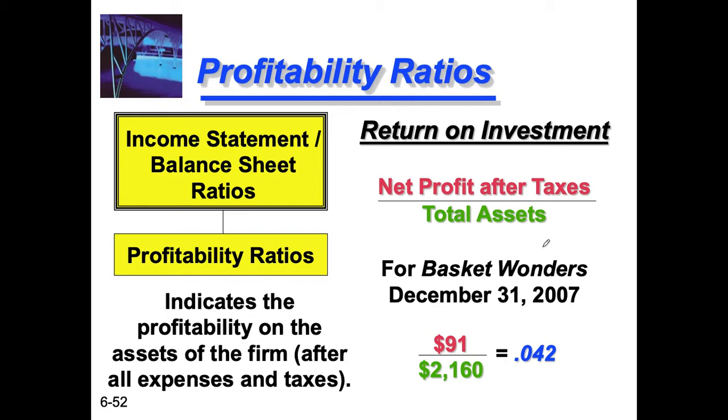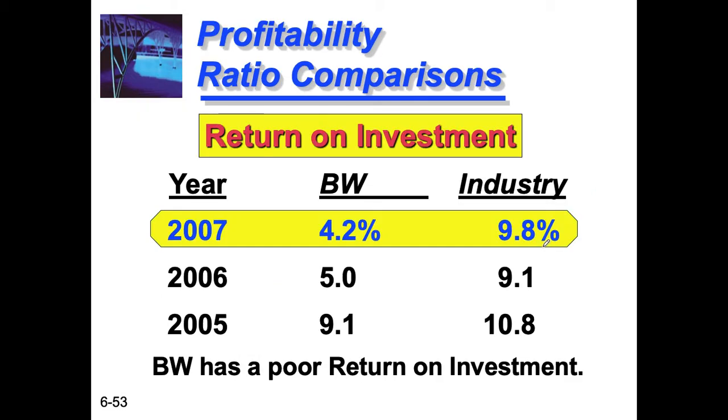And then return on investment, the formula is net profit after tax per total assets. Return on investment indicates the profitability on the assets of the firm after all expenses and taxes. BW has a poor return on investment, lower than industry average.